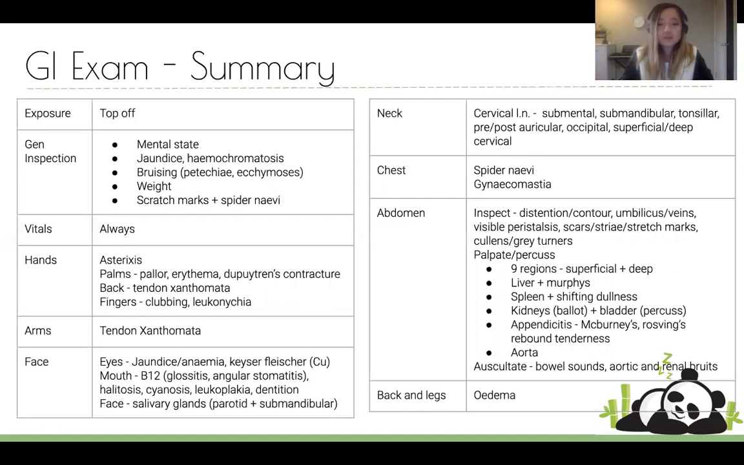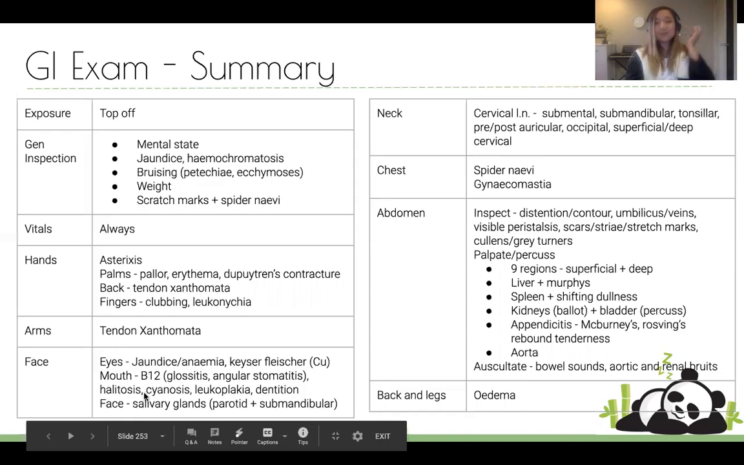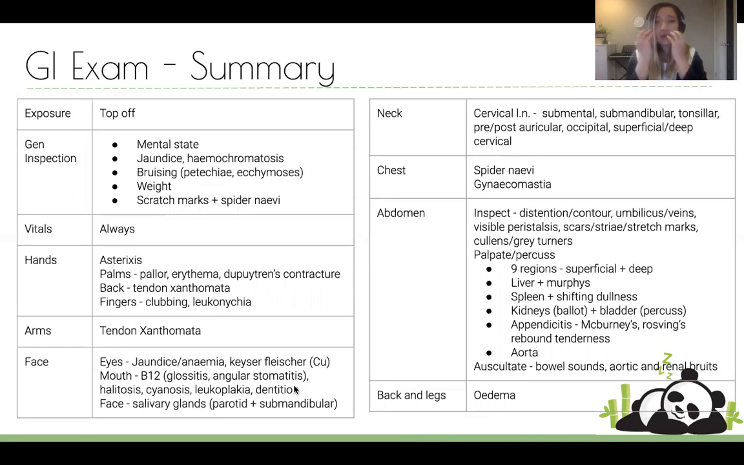In your mouth, you're looking for B12 deficiency, so glossitis, angular stomatitis. It can cause ulcers. I think of all the red things as what B12 deficiency causes. Halitosis, as in bad breath, can be caused by liver disease. Cyanosis, I'm not sure why you check for cyanosis in a GI exam. You check for cyanosis, so bluing; central cyanosis is bluing of the tongue. Leukoplakia, so you'll see white patches at the back of their mouth, indicating infection. And take a look at the dentition as well.